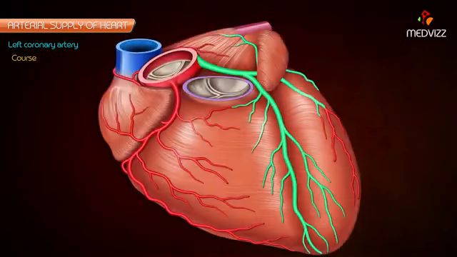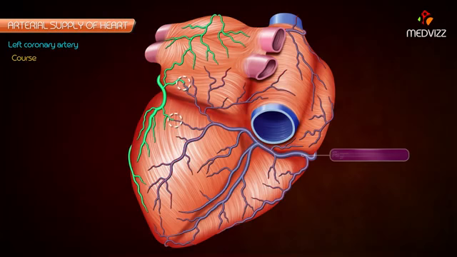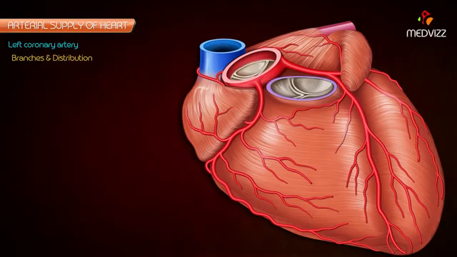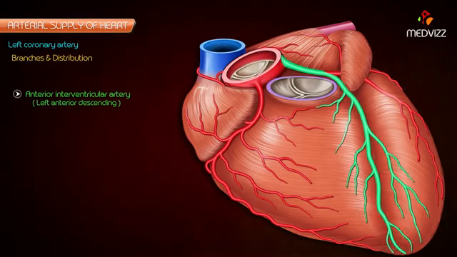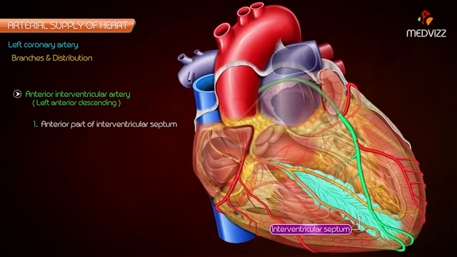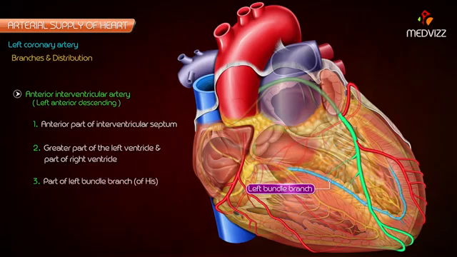The circumflex artery winds around the left margin of the heart and continues in the left posterior coronary sulcus up to the posterior interventricular groove, where it terminates by anastomosing with the right coronary artery. Branches and distribution. Anterior interventricular artery, also known as left anterior descending artery. It supplies anterior part of interventricular septum, greater part of the left ventricle and part of the right ventricle, and a part of left bundle branch.